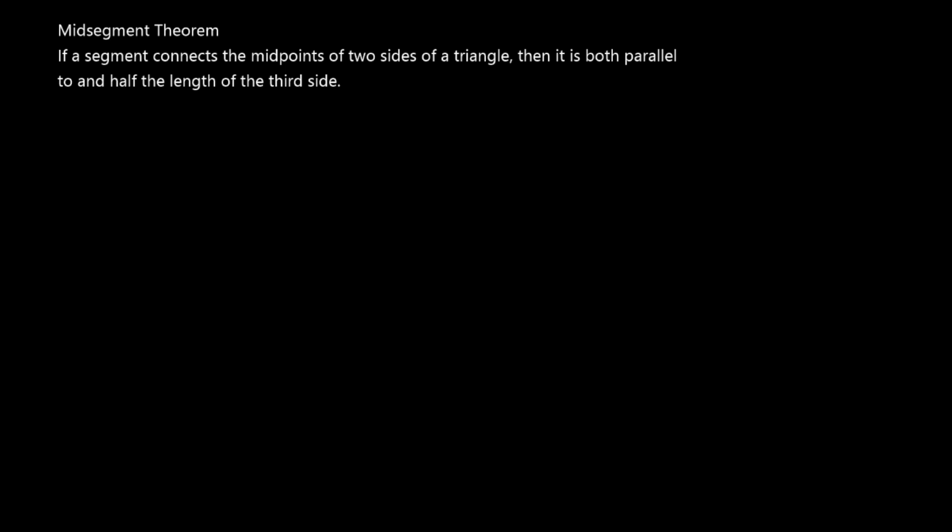To do this, we're going to use a different type of proof. It's called coordinate proof, and it allows us to take a more analytic look at something. Since we're talking about parallel, which is easy to talk about in the Cartesian coordinate system using slope, or half the length of, which is obviously using measurement, it makes sense to take a little bit more analytic look at this.